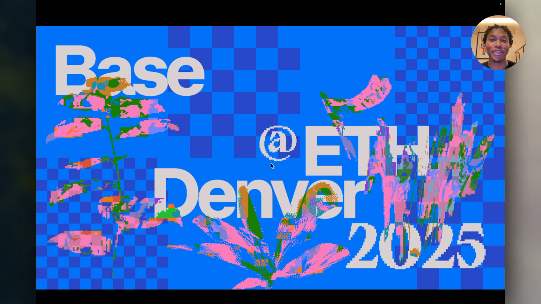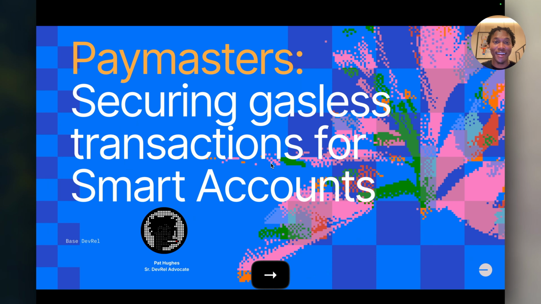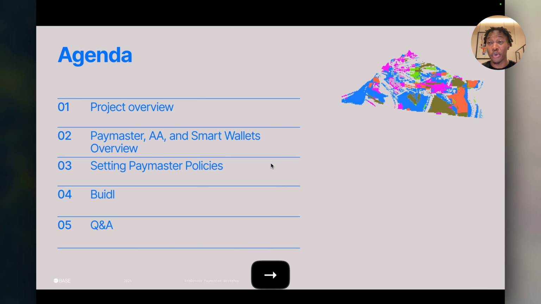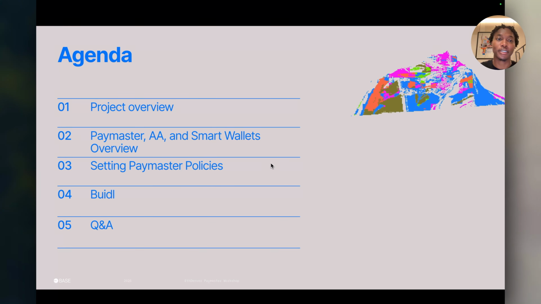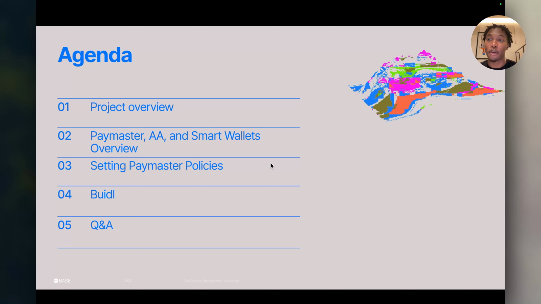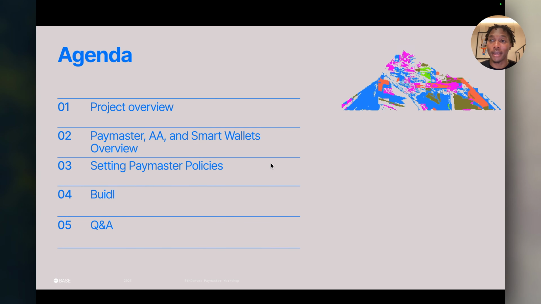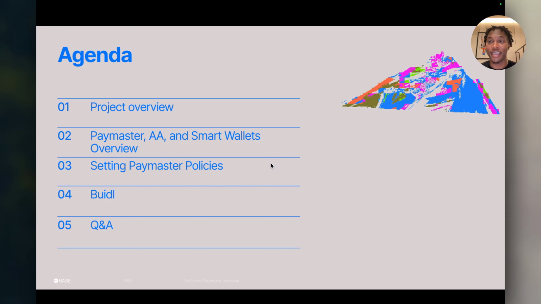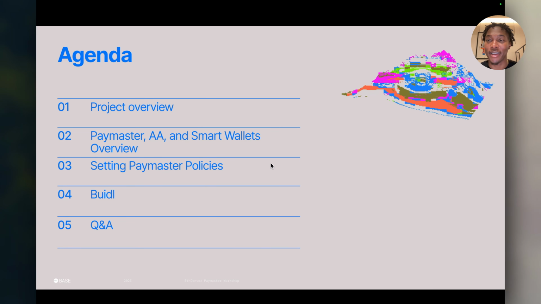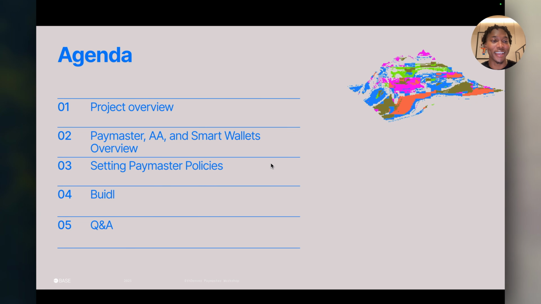And today I'm going to be doing a workshop on our Paymaster, specifically on securing and making gasless transactions for your smart account. We are going to talk a little bit about what we're going to build, a little bit about Paymaster, account abstraction, smart wallets, and what it means to set Paymaster policies. Then we're going to jump into writing some scripts, and we will have time in person for some Q&A.